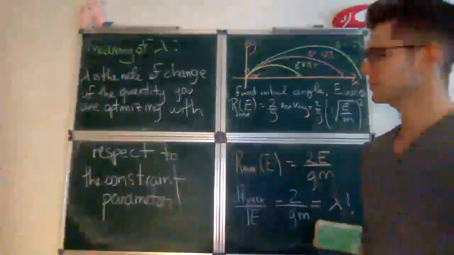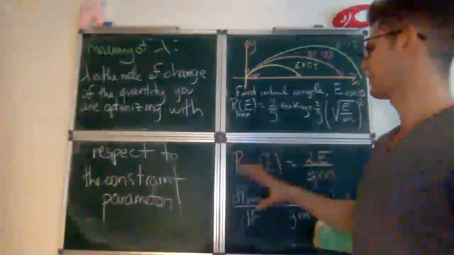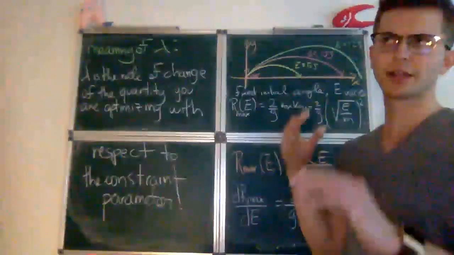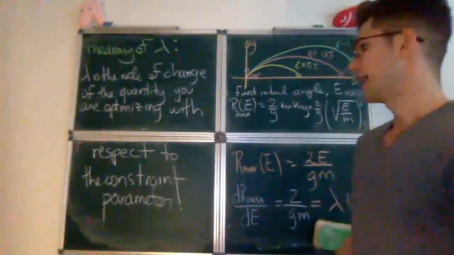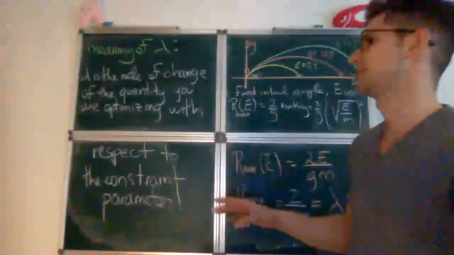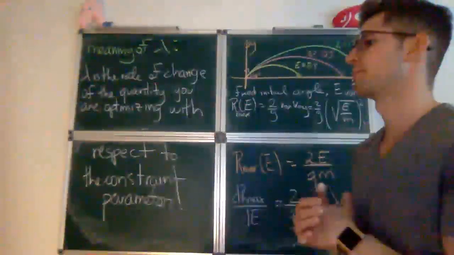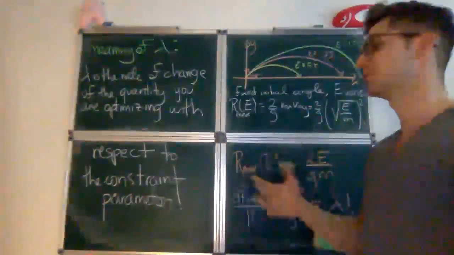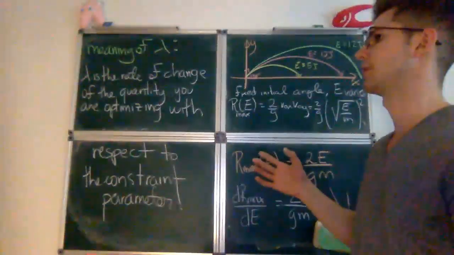Okay. So again, the takeaway from this example is that lambda is really a rate of change. It's not something that we would necessarily use for the course, but it's something to keep in mind in case you ever run again into Lagrange multipliers.